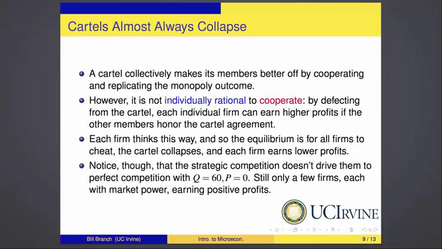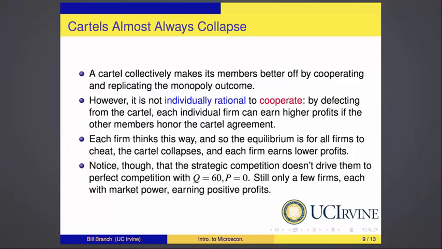So this is a general principle that extends beyond just this example. The cartel is just collectively trying to replicate the monopoly outcome. But since it's not individually rational to cooperate, each of the firms is going to defect from the agreement. And since they all think this way, the cartel is just going to collapse, and each firm is going to earn lower profits than they would have otherwise.